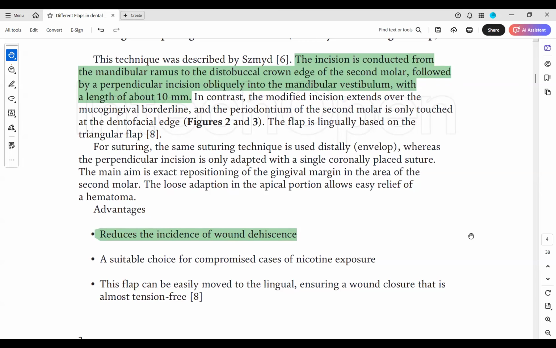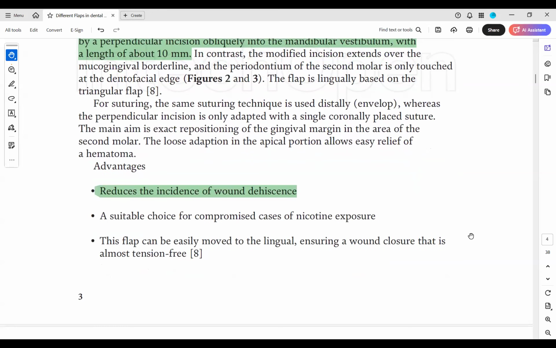So the releasing incision here is your oblique incision rather than the straight line from your sulcus to the mucogingival junction. Instead of the straight line, this goes obliquely and thus gives it the name of your triangular flap.